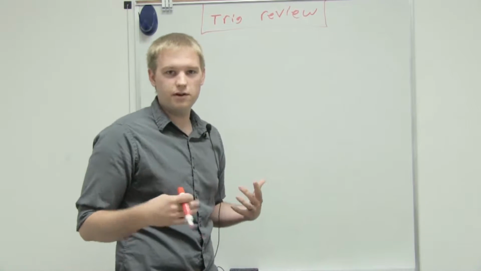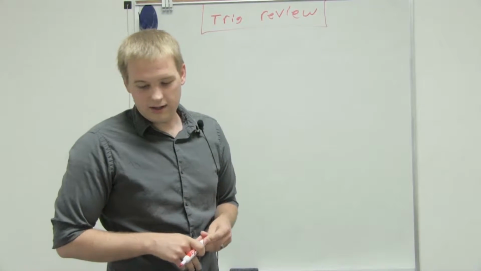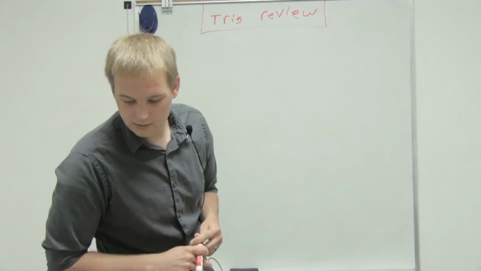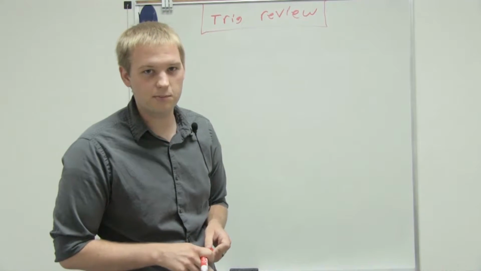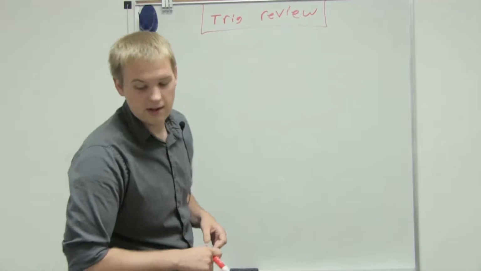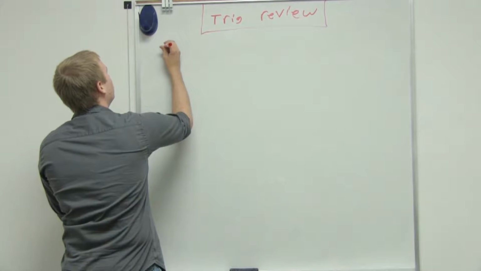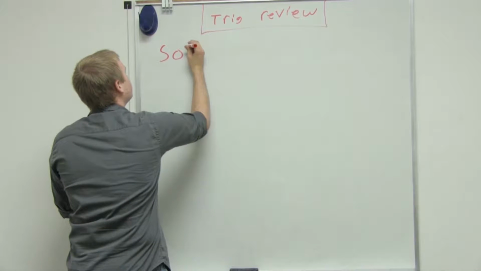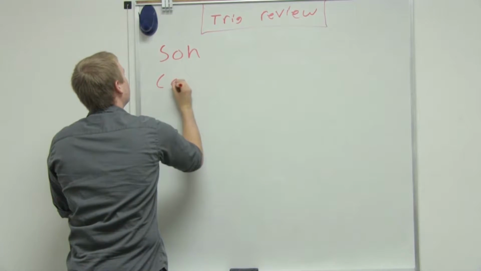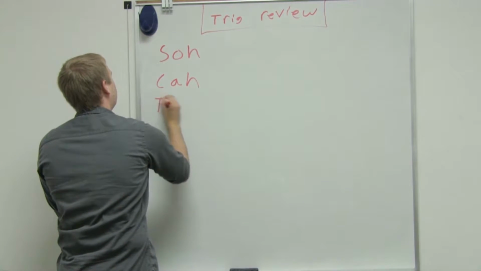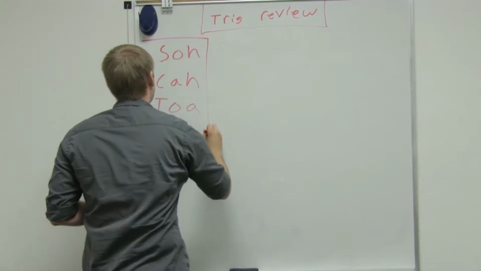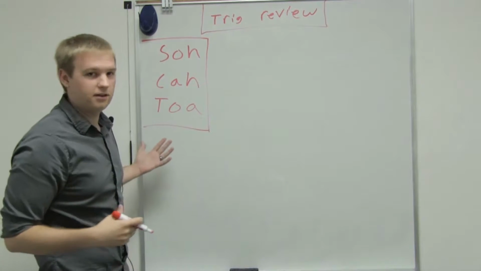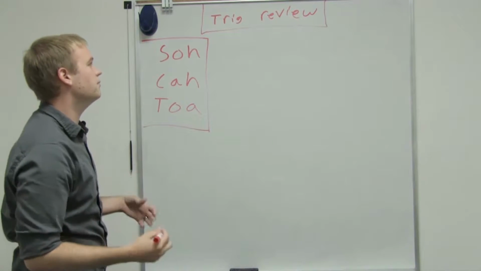I'm pretty sure most of you have already heard the SOHCAHTOA thing. It's just an easy way to remember the very basic principles of trig that we're going to be using in this class. So let's write it up on the board. We have SOH CAH and TOA. Like I said, you've probably seen this before, but what does it really mean?